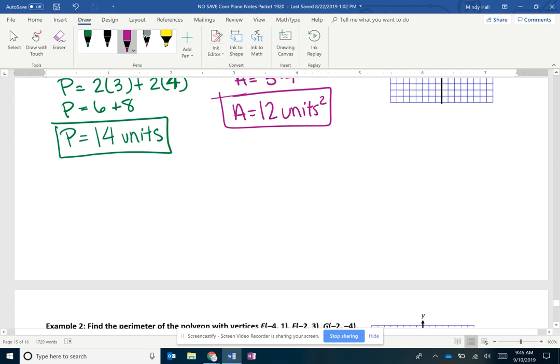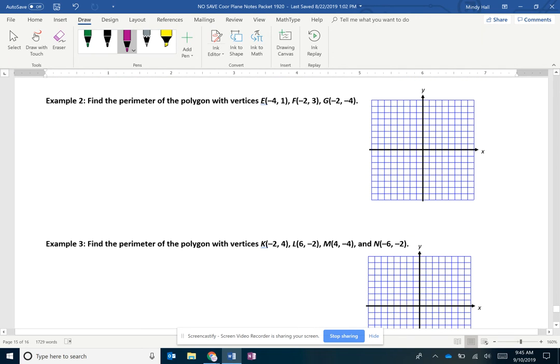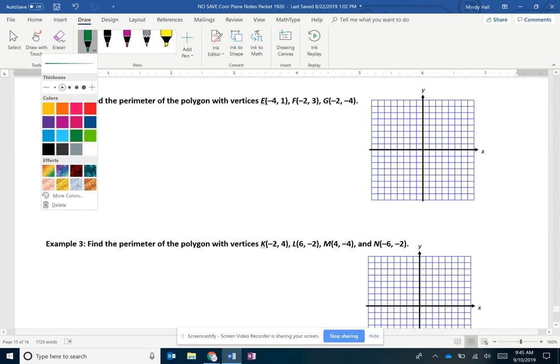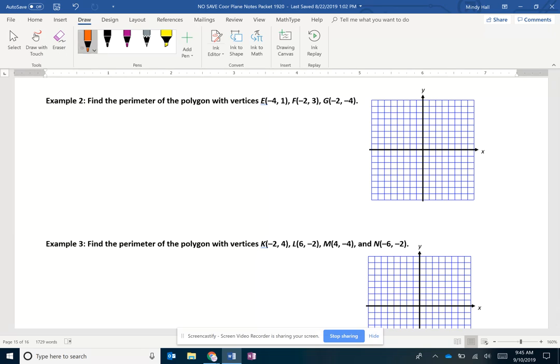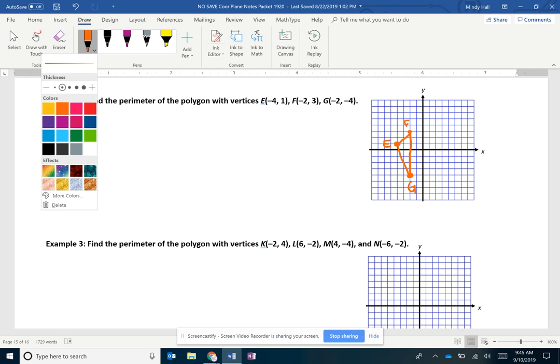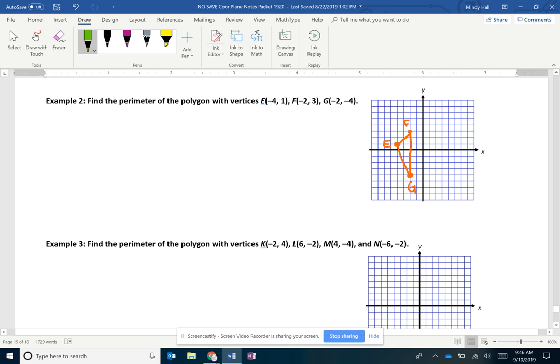So now you're going to end up getting shapes that are not necessarily so easy to count or find the lengths of. So if I started, we'll use orange, and plotted these, we have (-4, 1) is E, (-2, 3), and (-2, -4). So if I connect all of these, you can see that I have a triangle. Yay! Now with this triangle, if I want to find the perimeter of it, I'm going to have to know the length of all of the sides.